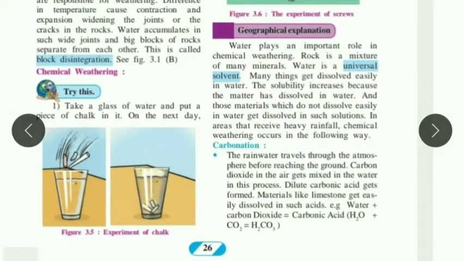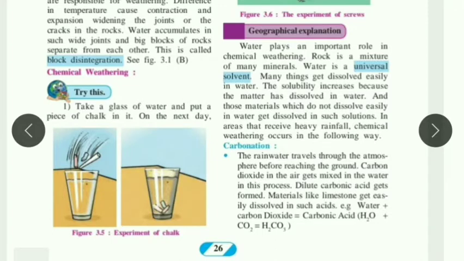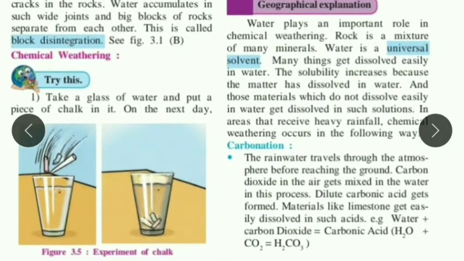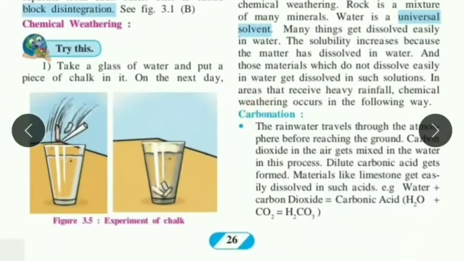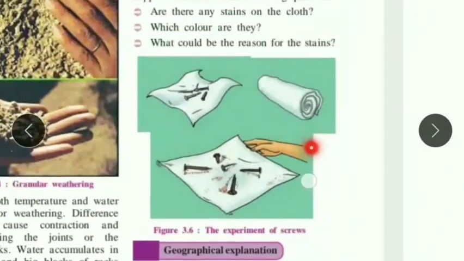Here you have to take one glass of water. In that glass of water you add some pieces of chalk, and see tomorrow, it means see on the next day, what you will observe. Do you observe any change in the chalk? I think no, there is no change in the color of the chalk. In the previous day whatever color the chalk had, it has the same color. Okay, see the next experiment.